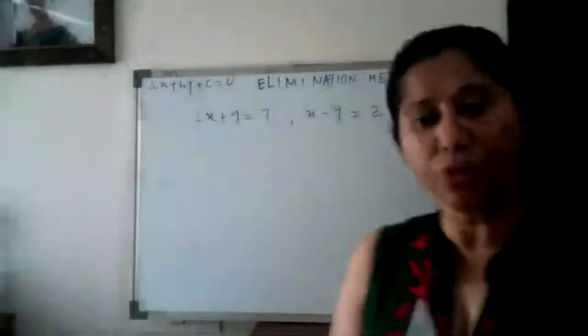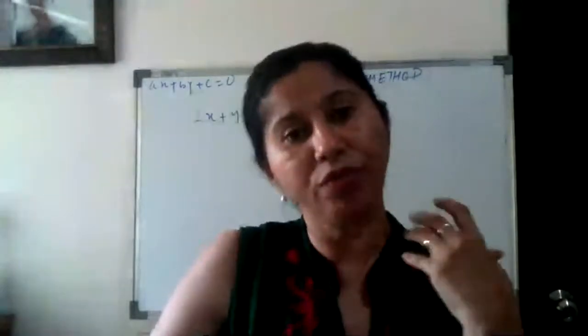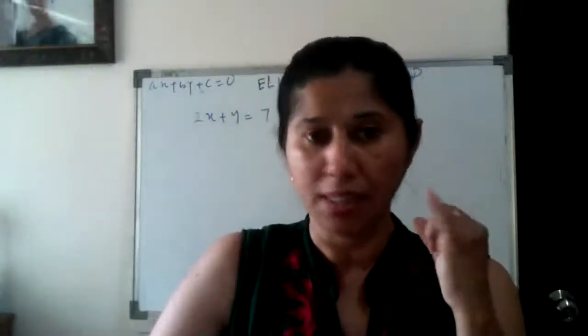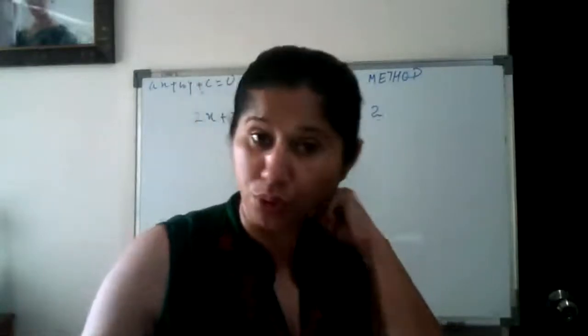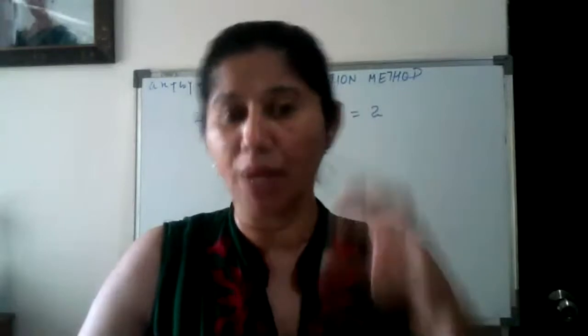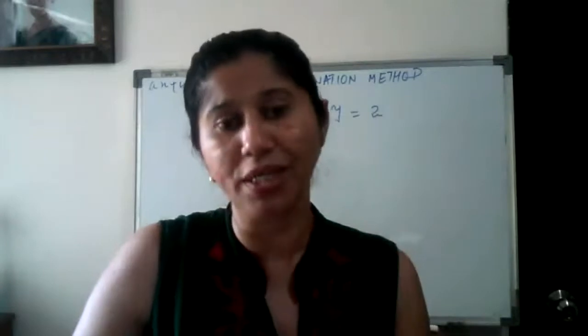The method itself suggests elimination. What do you mean by elimination? Eliminate means to remove. So what are we going to do here? Either by addition or by subtraction, you have only two options. You will try to get rid of one of the variables. Out of the two, we will try to remove one of the variables and hence we get the value of the other. Once you get the value of one variable, you can find out the other. So let's see how to do it.